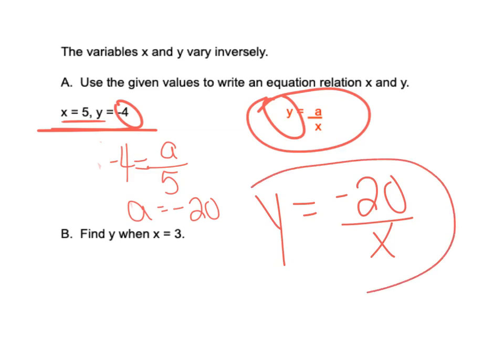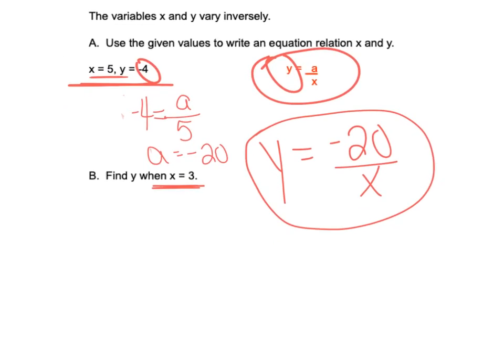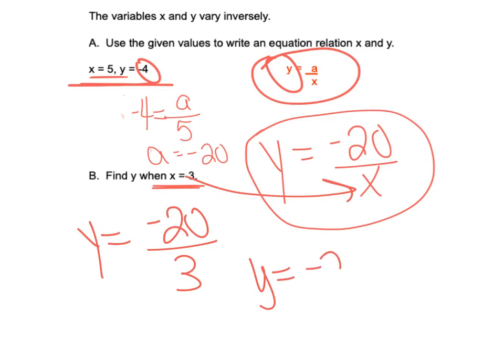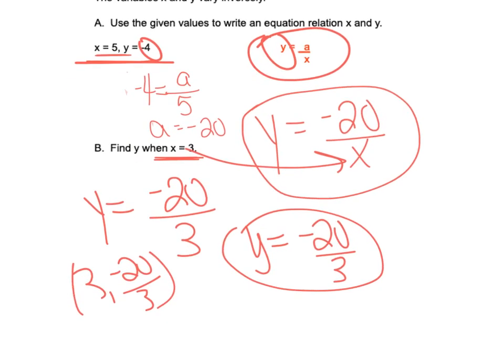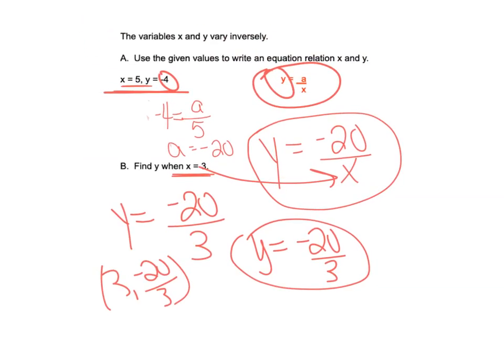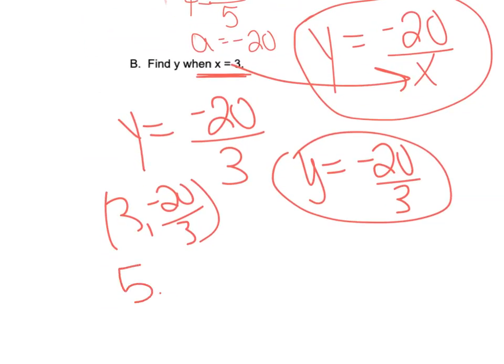Now using this equation, I can find any ordered pairs that I want for x and y. I can give you a value of x and you can tell me what y is. So I want to know what y is when x equals 3. So I'm just going to say y equals negative 20 over 3. So I know that the ordered pair 3, negative 20 over 3 is one of my ordered pairs that I would have on my graph. And I also know from up here, the ordered pair 5, negative 4 would also be on my graph.